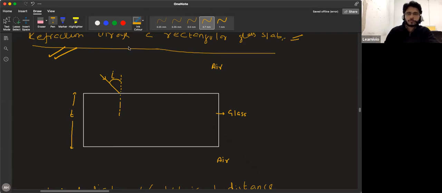It is moving from rarer to denser, so it will bend towards the normal. When the ray travels from rarer to denser, it bends towards the normal. And this angle is the angle of refraction. In the absence of refraction, if there is no change in medium, there will not be any bending and the ray would have traveled in this line. So this is the original direction of the ray.